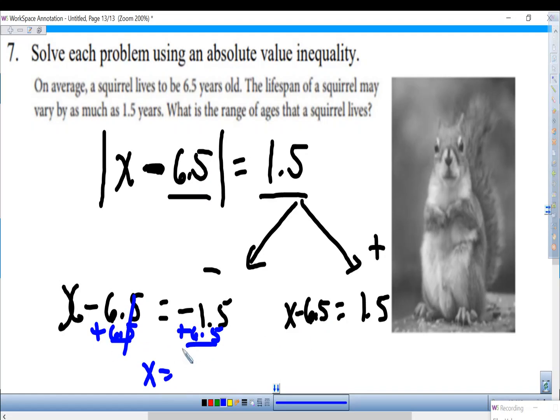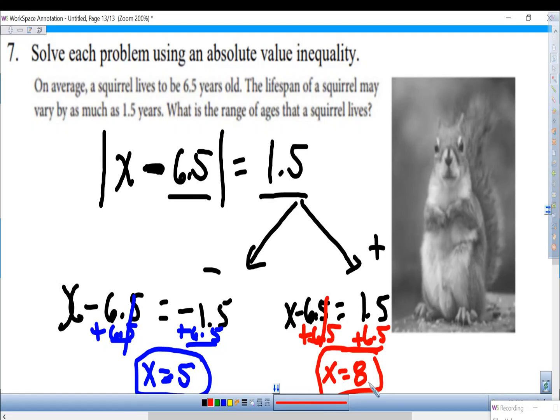So we end up with x equals 6.5 minus 1.5 is 5. Yes, 5. Okay. This one. Plus 6.5, plus 6.5. 6.5 plus 1.5, what is that? 8.